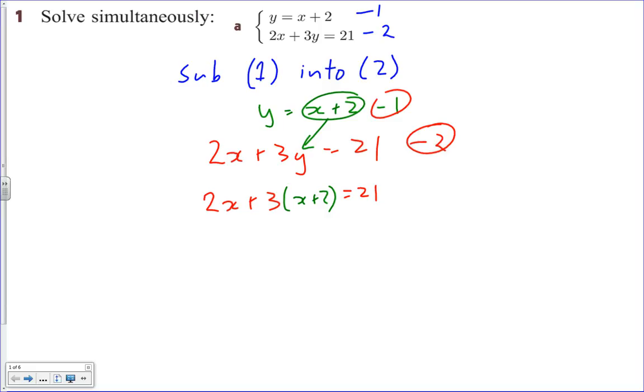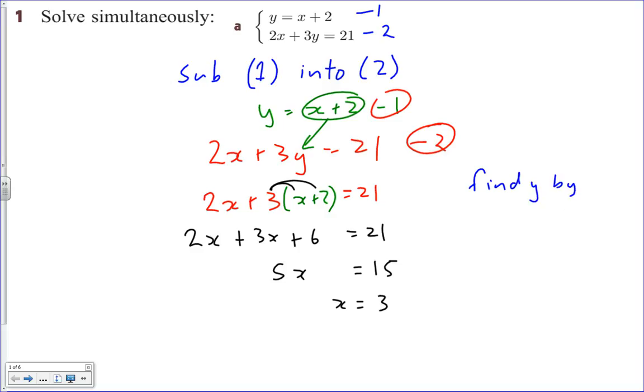So now we're going to expand out our bits. I haven't done anything with 2x, so I'll leave that there. 3 times x becomes 3x. 3 times 2 becomes 6, equals 21. So we've got 5x plus 6 equals 21. 21 take 6 is going to give us 15. So x equals 3. So now what we need to do is find y.